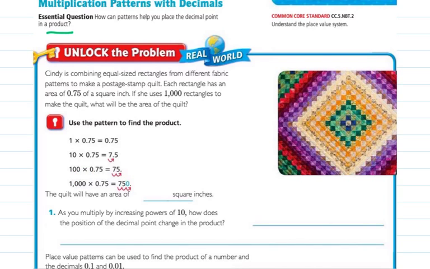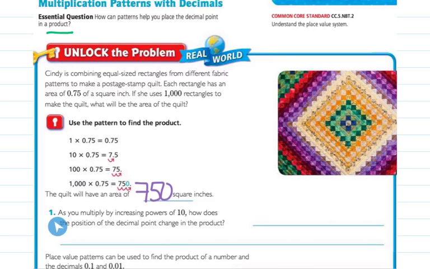And finally, boys and girls, 1,000 times 75 hundredths. We're going to move 3 decimal spaces to the right, and we're going to have to add a 0 for our answer to be 750. So the quilt will have an area of 750 square inches.